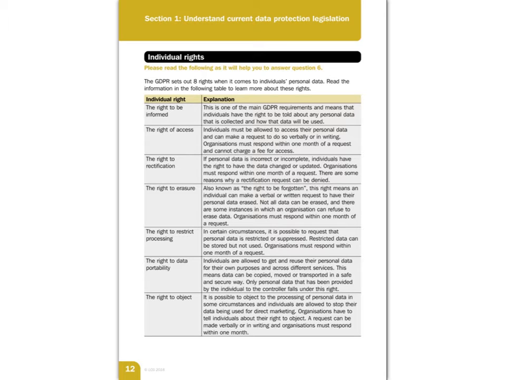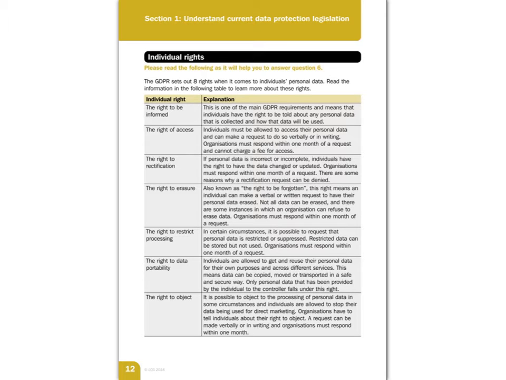The right to object. It is possible to object to the processing of personal data in some circumstances, and individuals are allowed to stop their data being used for direct marketing. Organisations have to tell individuals about their right to object. A request can be made verbally or in writing, and organisations must respond within 1 month.